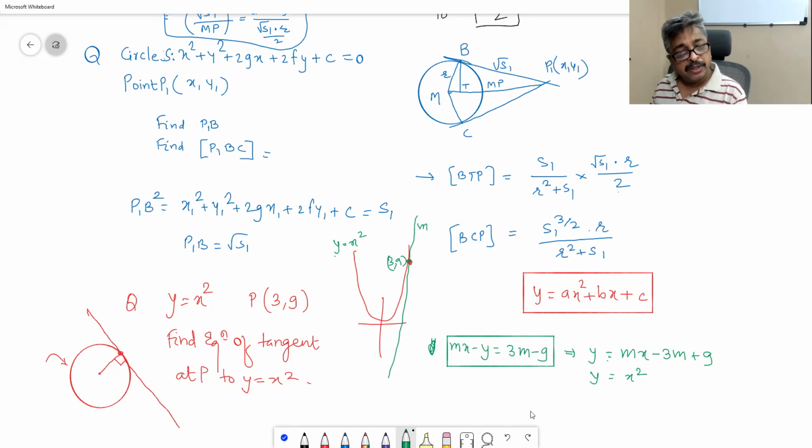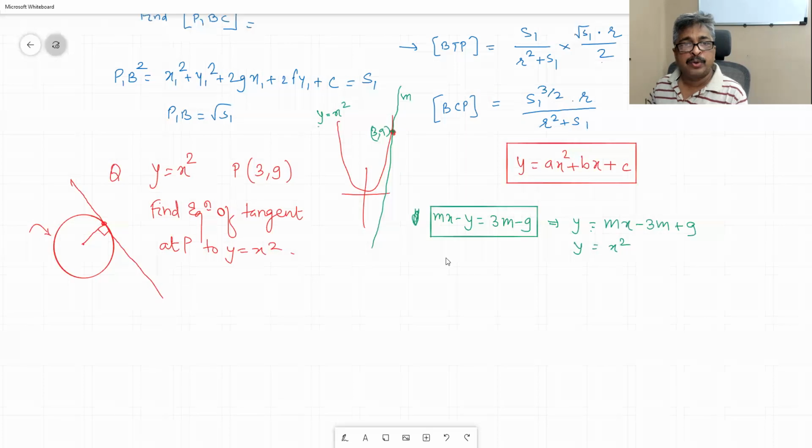Is that right? What I am saying is correct. I should solve these two simultaneously, and when I am solving that simultaneously, I should get discriminant equal to 0, because I am expected to get the point of intersection coincident. So solving these two simultaneously is very easy.